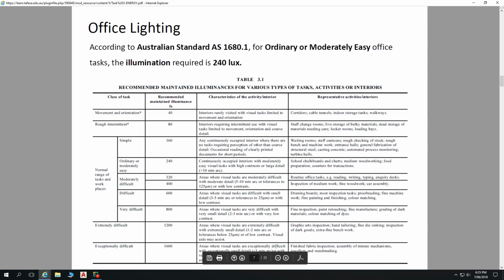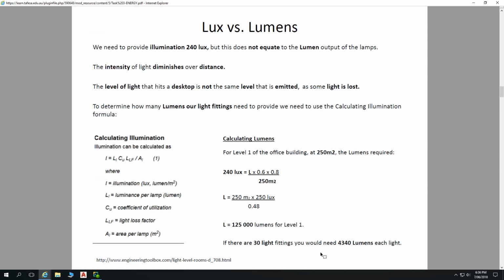And then right at the end of the scale, finished fabric inspection, assembly of minute mechanisms, jewellery and watchmaking, 1600 lux at the desktop. So 1600, what's that? It's going to be about 7 times the lighting required in your standard office.